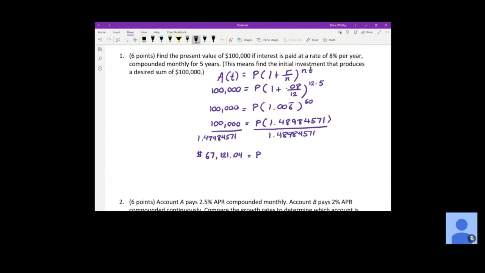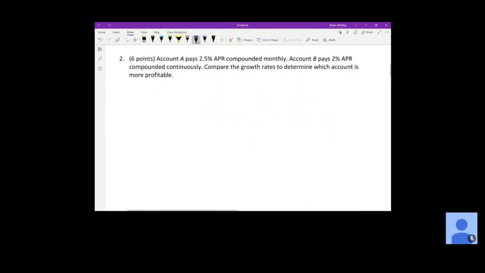All right. Let's look at number 2. All right, so we have 2 accounts here. Account A pays 2.5% APR compounded monthly, whereas account B pays 2% APR compounded continuously. So we want to compare the growth rates to determine which account is more profitable. Now, what information do we know this time?